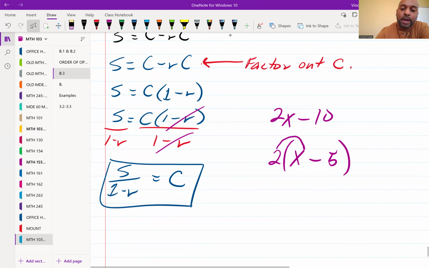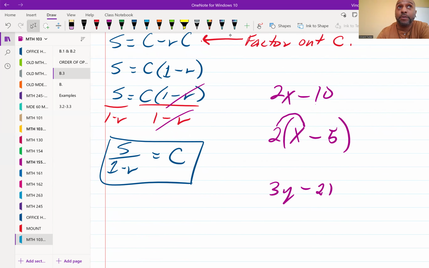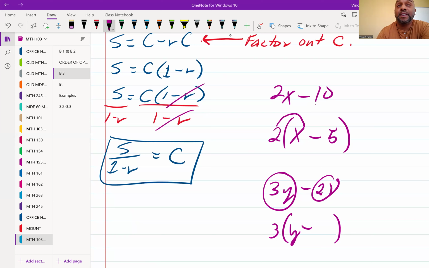All right, so let's say I had 3y minus 21, and I want to factor out 3. So what's left in my parentheses? If I pull 3 out of this term, what's left? What times 3 will give me 21? That would be 7, because 3 times 7 is 21. If I do 3 times y and 3 times 7 is 21, it gives me what I originally had.